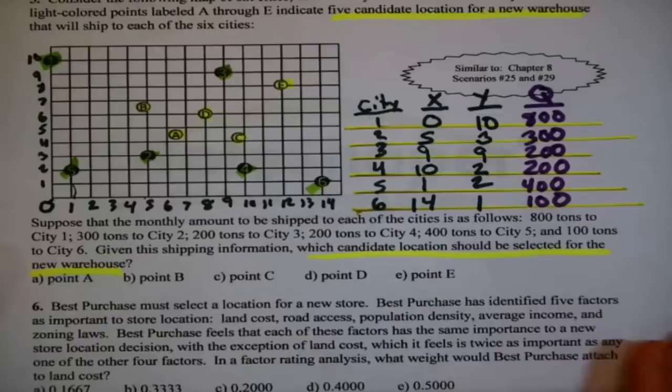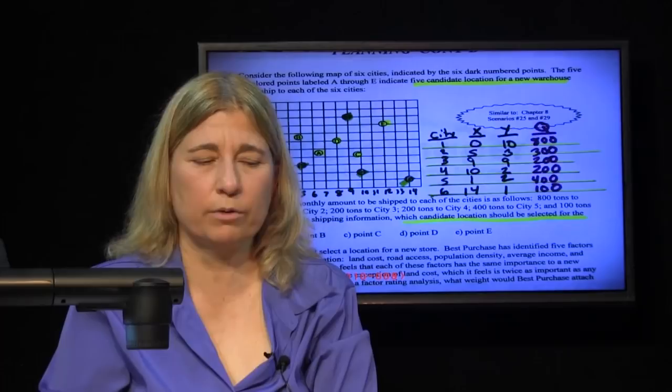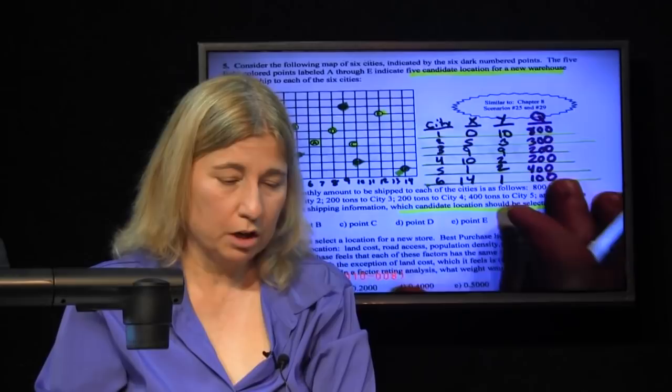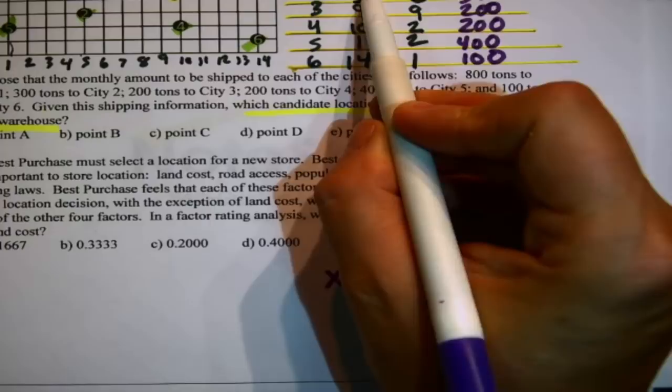All right, because I need to, now wait, what is center of gravity? I need to find the absolute best point. That's what center of gravity does, the absolute best point for the warehouse. And how do I do that? By finding the weighted average of these coordinates. The weighted average of these coordinates, with a little area down here for scratch work, would be, in the case of the x coordinate, each individual x coordinate multiplied by the shipping amount.